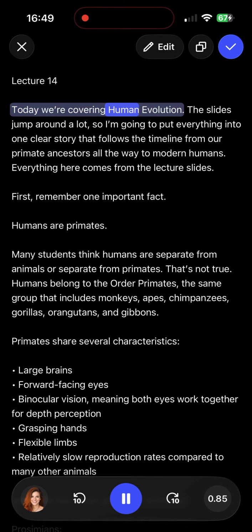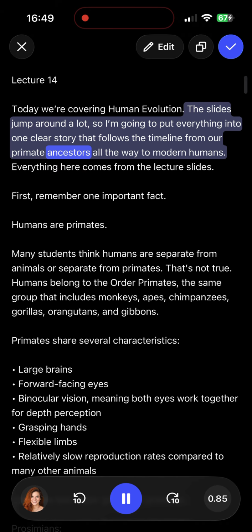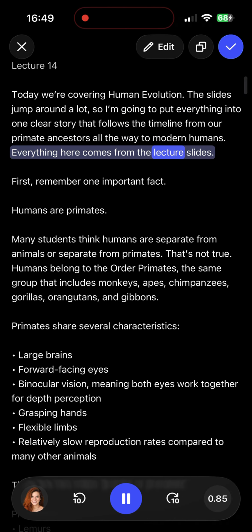Today we're covering human evolution. The slides jump around a lot, so I'm going to put everything into one clear story that follows the timeline from our primate ancestors all the way to modern humans. Everything here comes from the lecture slides.